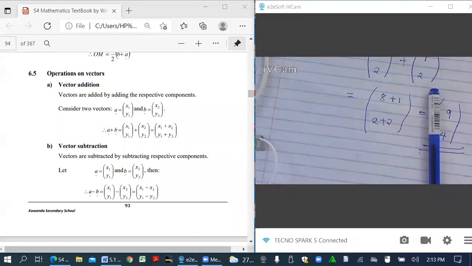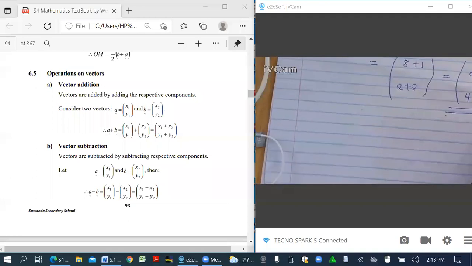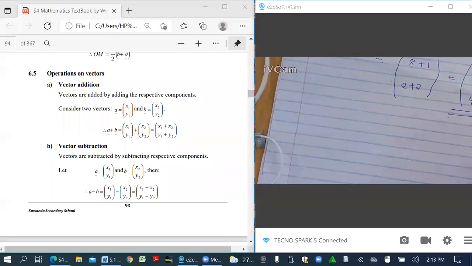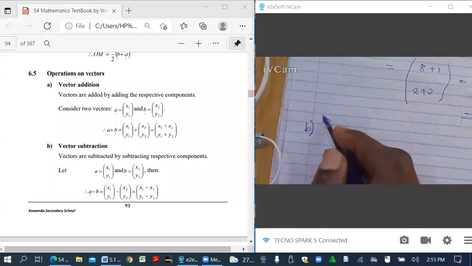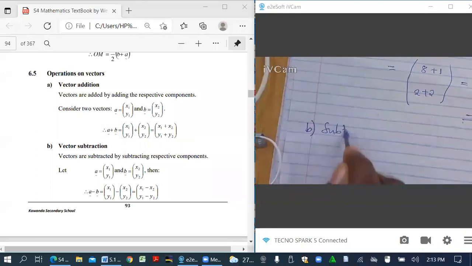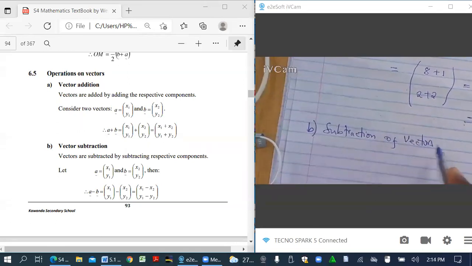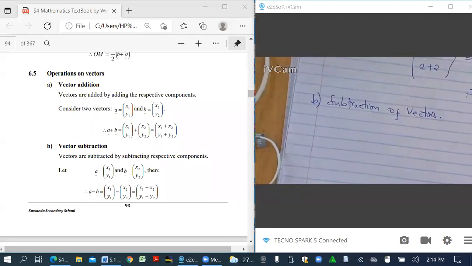Is there any question on that? Is there any problem? How we add vectors? That one is clear, right? Is that clear, members? Yes. Okay. Now let's go to 2. B. Subtraction of vectors. Let's look at how we subtract vectors. Can we look at that, members? Who can take us through that?